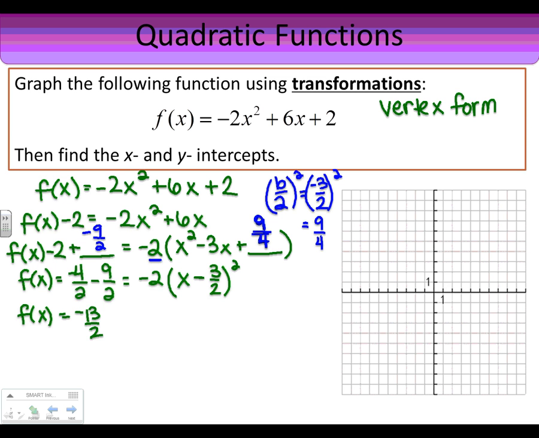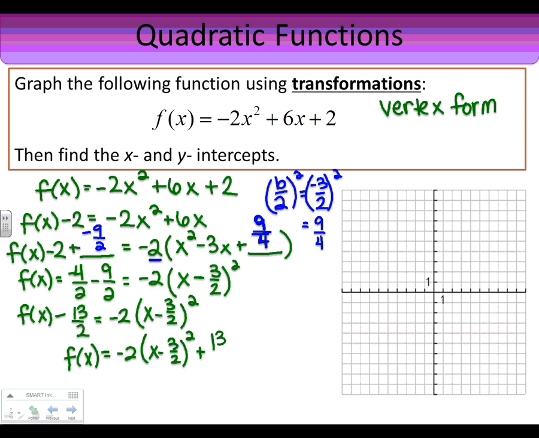Oops, not what I wanted. F of x minus 13 over 2 is equal to negative 2 times x minus 3 halves squared. Since we just want this in vertex form, we're not solving or anything like that. I'm going to add my 13 halves to the other side. So f of x is equal to negative 2 times the quantity x minus 3 halves squared plus 13 over 2. So my vertex is 3 halves, 13 halves.